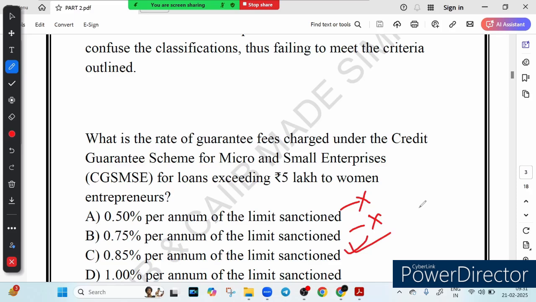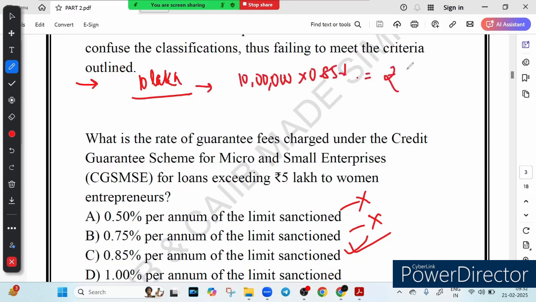Let me give you an example. What does this mean? Let's say a woman entrepreneur has taken a loan of 10 lakh. Suppose a woman entrepreneur takes a loan of 10 lakh under the scheme. So the guarantee fee will be how much? 10,00,000 multiplied by 0.85%. And what will that be? That will be 8,500 rupees per year, right? So this will be the guarantee fee. This fee is collected to provide a credit guarantee, meaning if the borrower is unable to repay, the scheme helps protect the lender from financial loss.